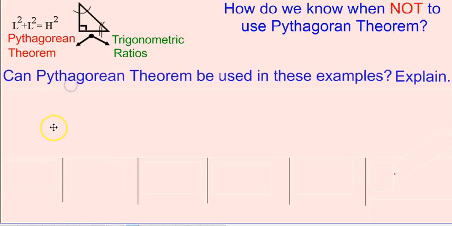So, let's see how you understood this idea. I'm going to present you with a number of exercises which you are not solving, but observing. Observing for the information that allows you to decide whether we should use the Pythagorean theorem or trigonometric ratios.